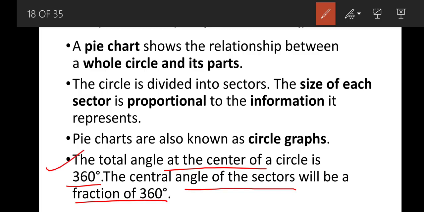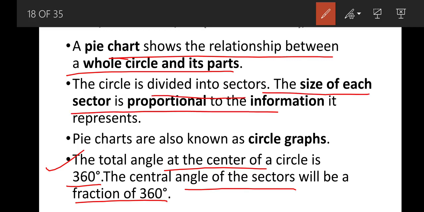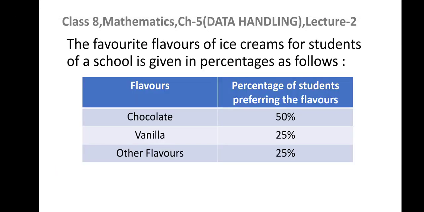Let us see them again. A pie chart shows the relationship between a whole circle and its parts. The circle is divided into sectors, and the size of each sector is proportional to the information it represents. Pie charts are also known as circle graphs. The total angle of a circle is 360 degrees, and the central angle for the sectors will be a fraction of 360 degrees. Let us see this with the help of an example. It will be more clear to you with the help of this example.